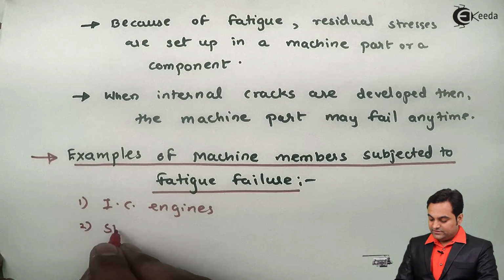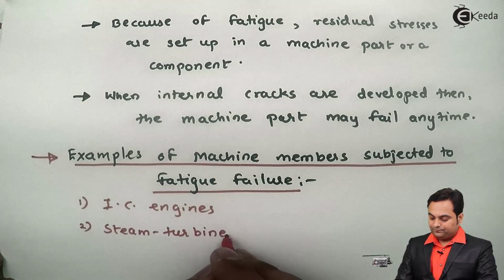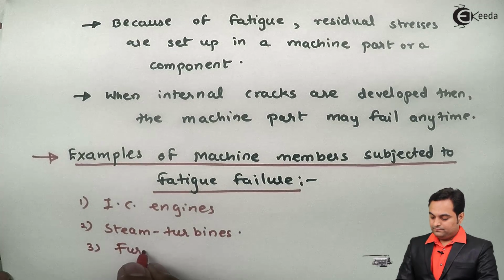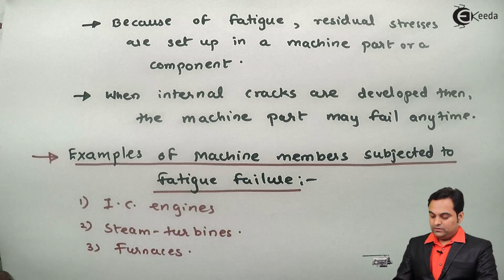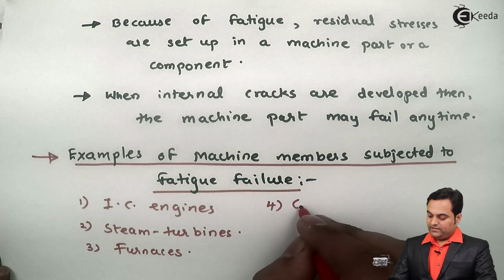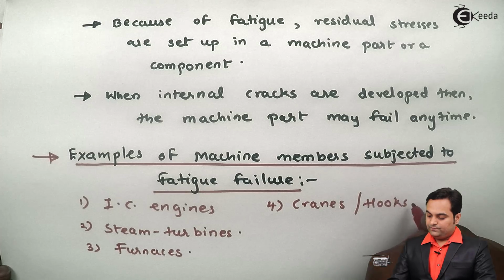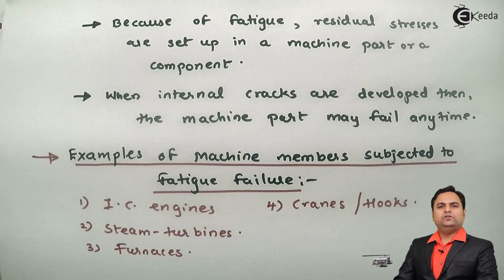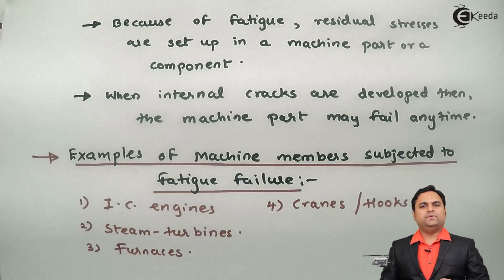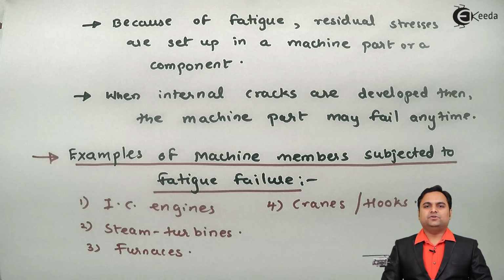Next, steam turbines. Steam turbines are also subjected to fatigue loading. Next, we can say furnaces. They are also subjected to fatigue loading. And finally, I can give you the example of cranes or hooks. They are also the example of fatigue loading members. So here in this video, we have seen what is meant by fatigue failure with its detailed explanation, starting with reversed or cyclic stresses.